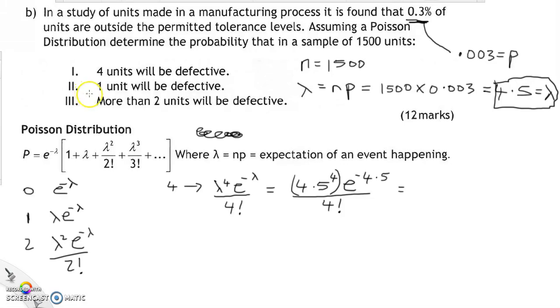And that gives me 0.1898. So that's about a 19% chance of getting exactly 4 units defective in 1500, or 0.19 rounded to 2 decimal places.